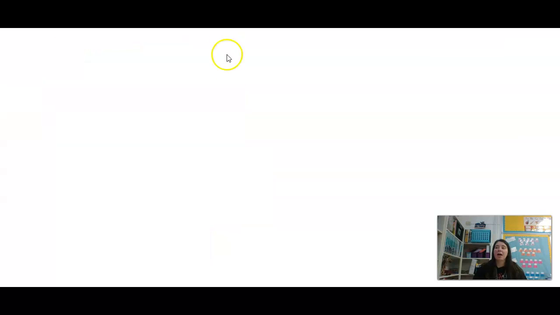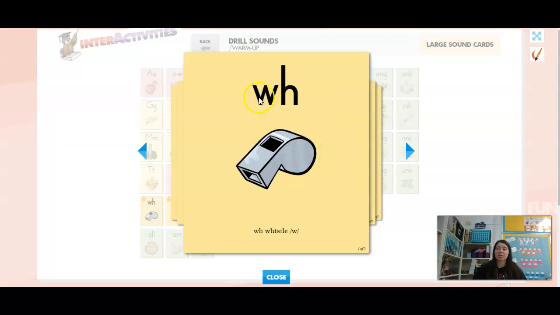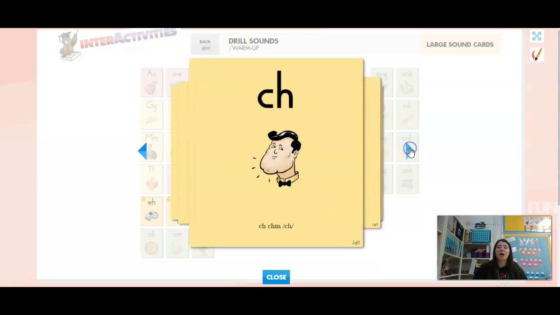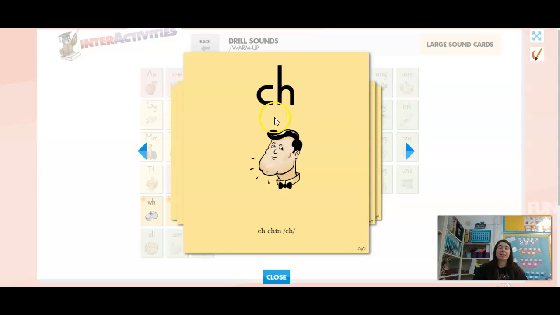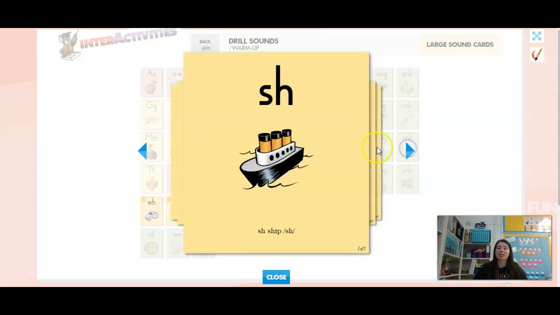If we look at our first digraph, WH, like as in whistle, it makes the W sound. Our second digraph is the CH digraph, like a chin. And when we put those 2 letters together, they make the ch sound. Our next digraph is the SH digraph. And when we put those 2 letters together, like in the word ship, it makes the sh sound.